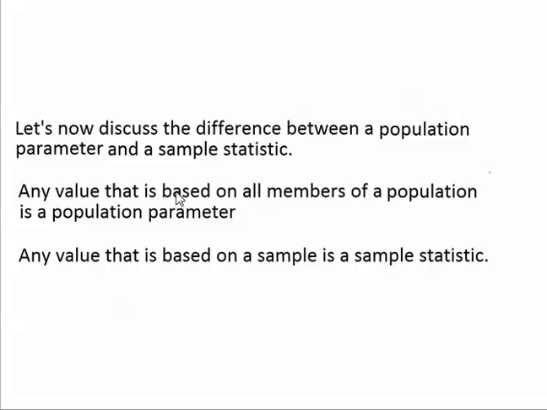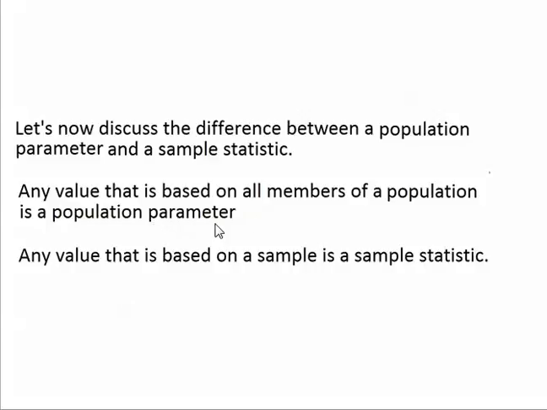Any value that's calculated with data from an entire population is a population parameter, and any value that's calculated with data from a sample is a sample statistic. At this point, you might be wondering why they don't just call them sample statistics and population statistics. Why do they have to use the word parameter?